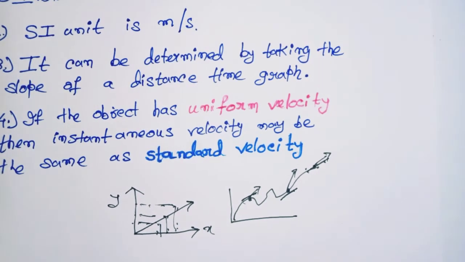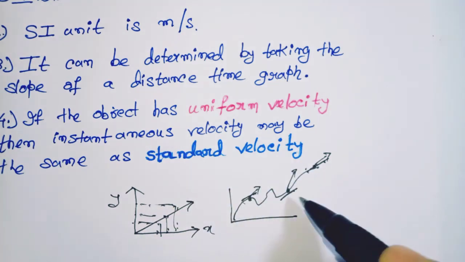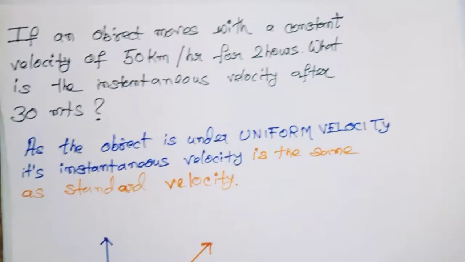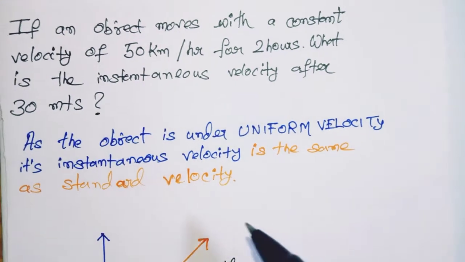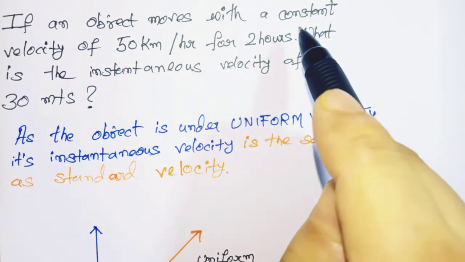So it is quite clear that with a uniform velocity, instantaneous speed doesn't come into play. It only comes into play when there is a graph or there is a curve. Okay. This is a nice example which I have given. If an object moves with a constant velocity of 50 km per hour for 2 hours, what is the instantaneous velocity after 30 minutes? See, here it is important.